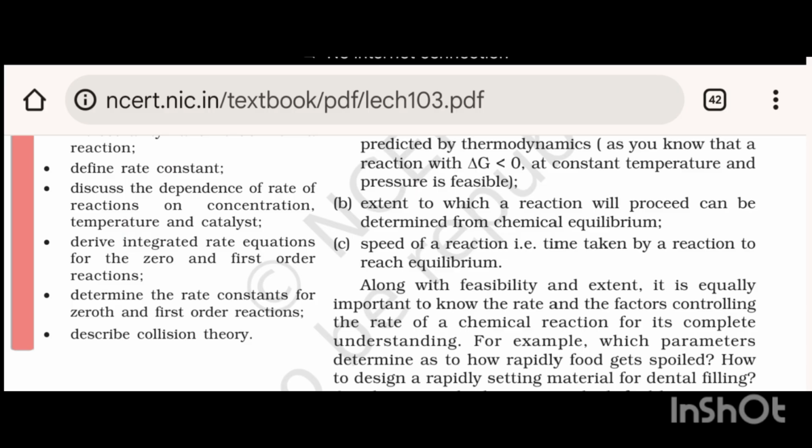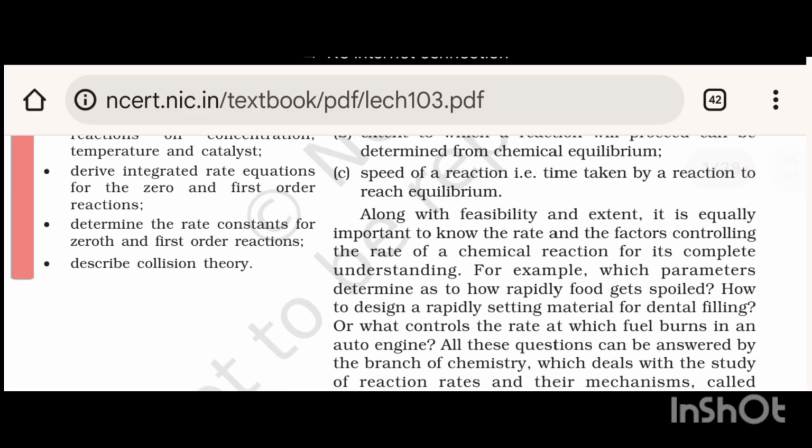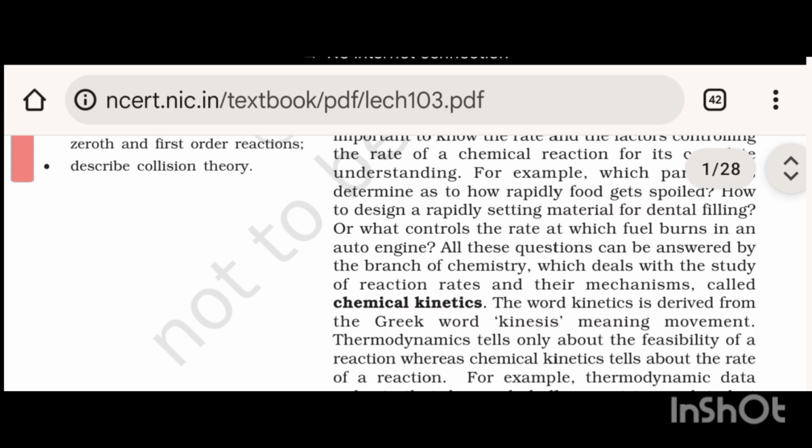Along with feasibility and extent, it is equally important to know the rate. It is important to know the rate and the factors controlling the rate of reaction for its complete understanding. For example, which parameters determine how rapidly food gets spoiled, how to design a rapidly setting material for dental filling, or what controls the rate at which fuel burns in an auto engine. All these questions can be answered by the branch of chemistry which deals with the study of reaction rates and their mechanism, called chemical kinetics.